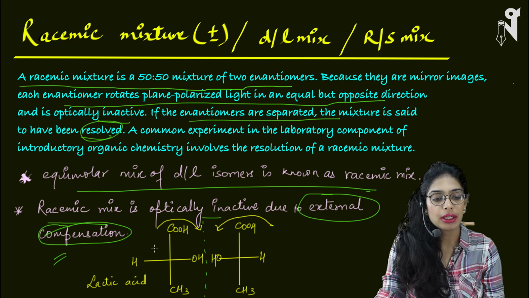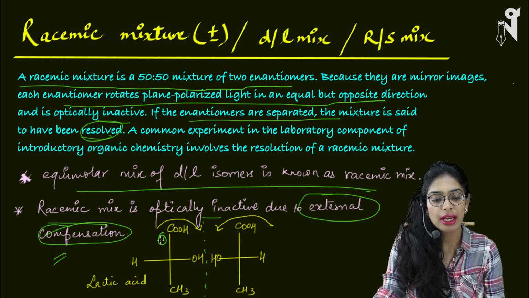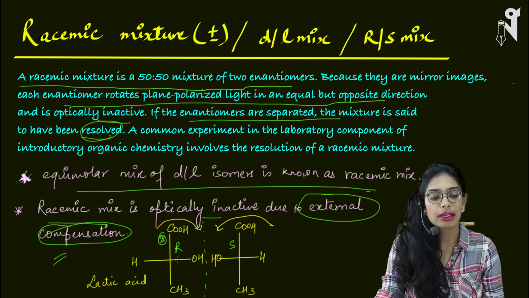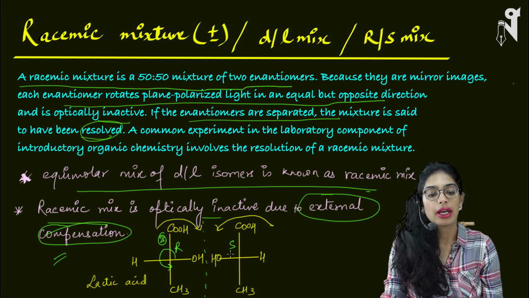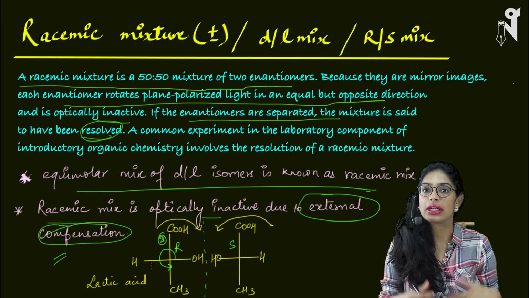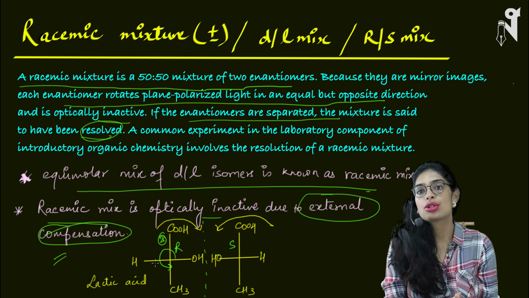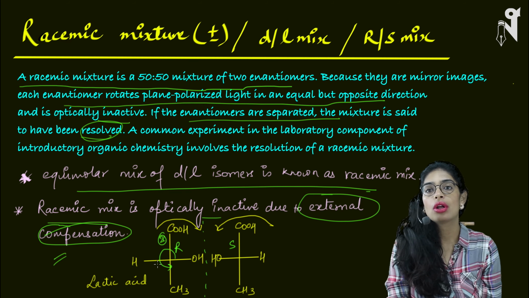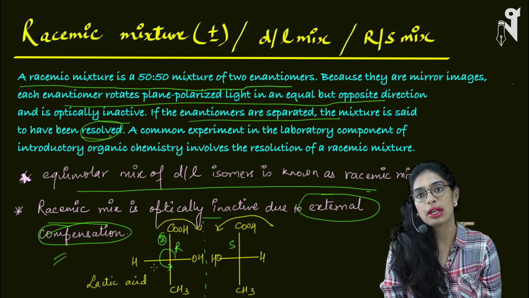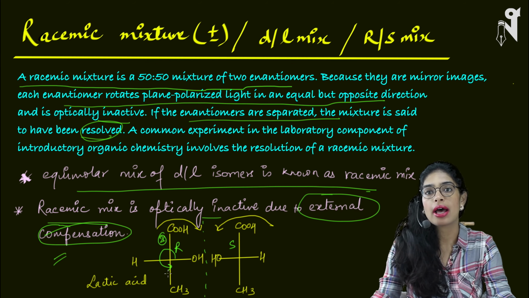If I want to write their R and S structure, it will be like this. So this is anti-clockwise, and this is R. So this is going to be S. Let's say this R lactic acid moves the light towards right, and S lactic acid moves the light towards left. So they will be moving the light right and left in equal angles, but in the opposite direction, obviously. And hence, due to the cancellation of the optical activity, the overall result of the racemic mixture is no optical activity. Okay. So this is about your racemic mixture, D and L mixture, R and S mixture, anything you can call it.